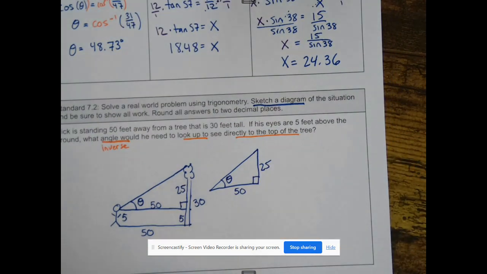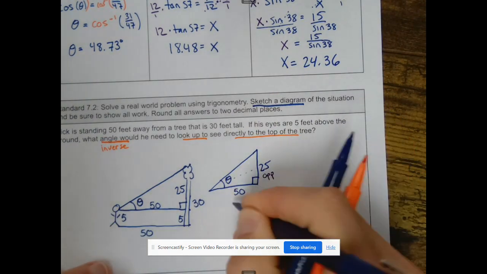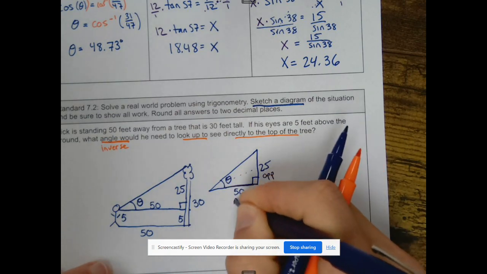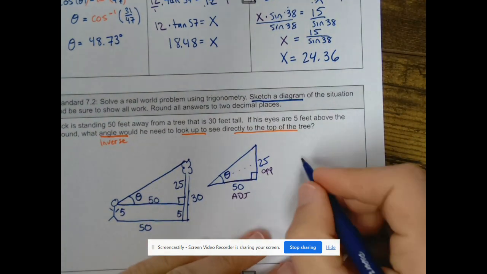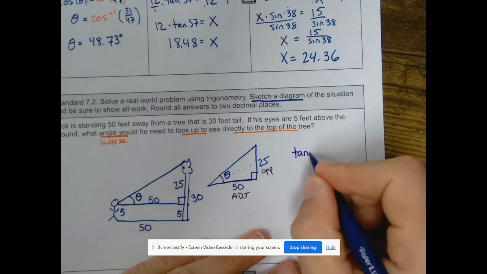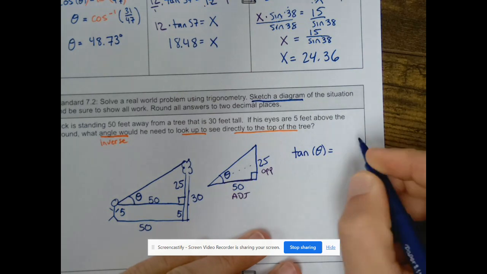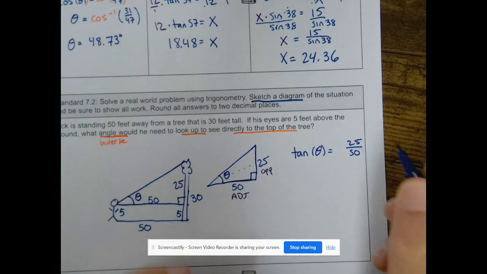Solve this just like it was the one you just did in the golden standard. Identify your sides. This side is opposite. This side right here, 50, connecting the reference angle to the right angle, is the adjacent. So opposite and adjacent means we want to use tangent. So we know the tangent of theta equals opposite over adjacent.